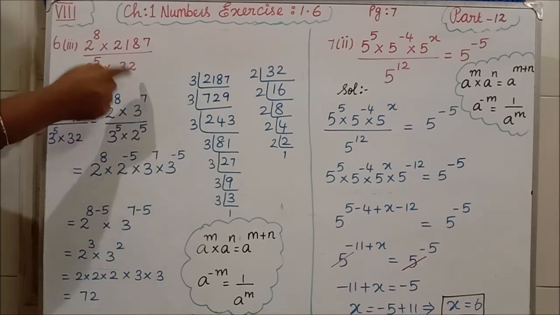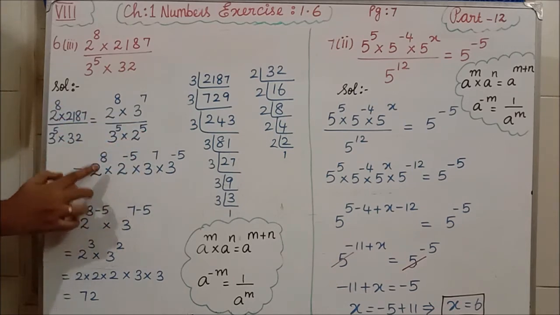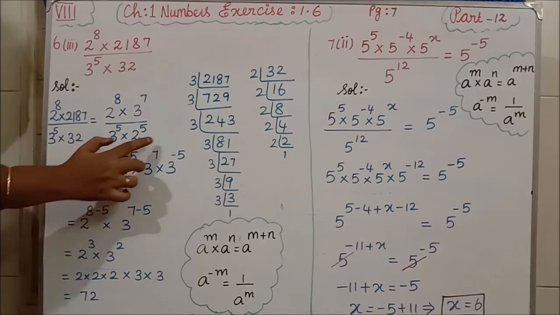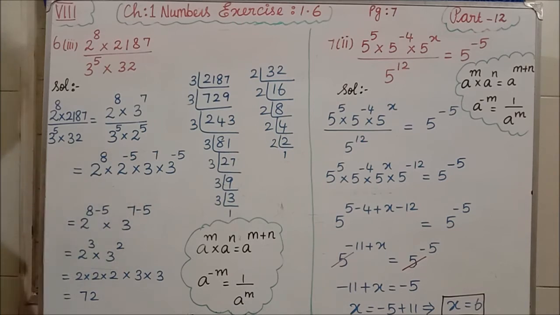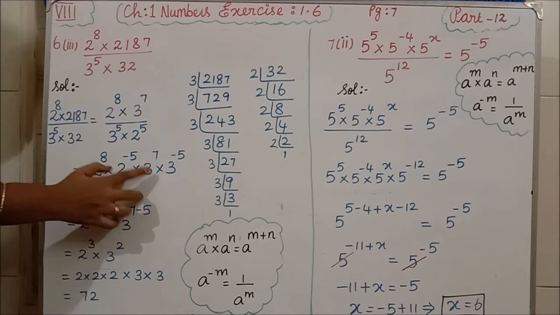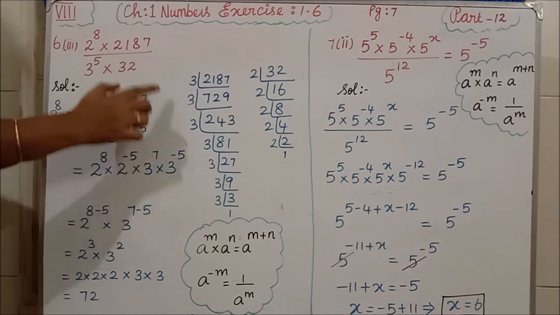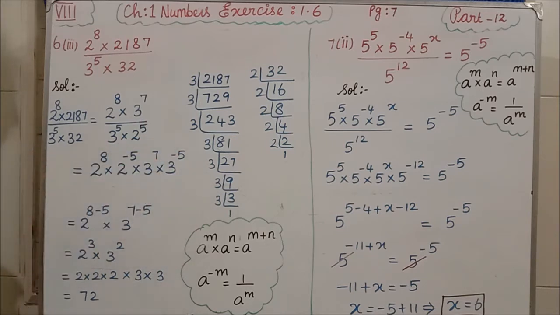If I am taking to the numerator, the positive 5 will become what? Negative 5. First I am writing here 2 power 8 into, this 2 I am taking to the numerator. It will become 2 power minus 5, based on this formula. Into 3 power 7 I have written. Here 3 power 5 we are having in the denominator. No, if it goes to numerator it will become what? 3 power minus 5. Clear all of you?